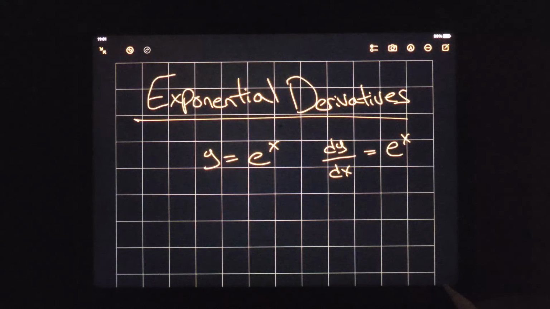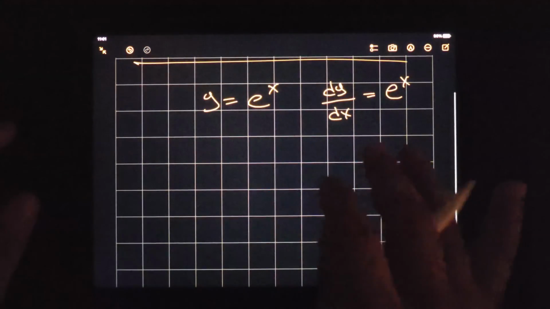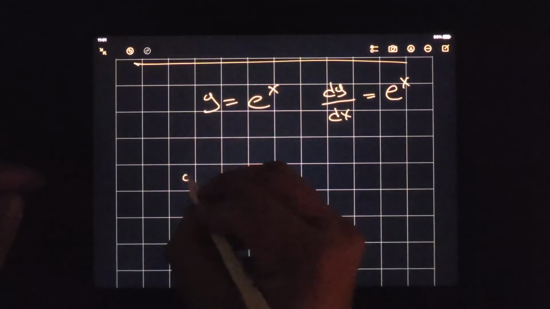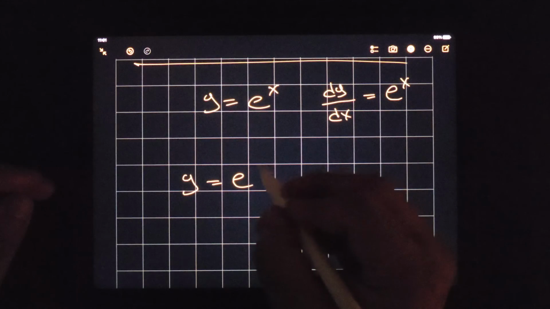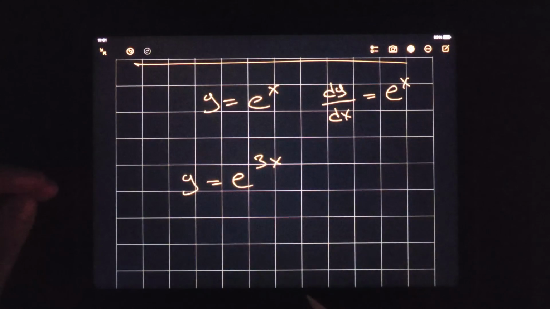So, let's actually just start doing some examples here. Say if I had y equals e to the 3x.